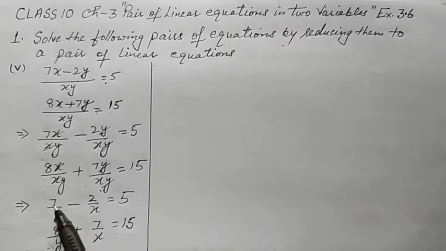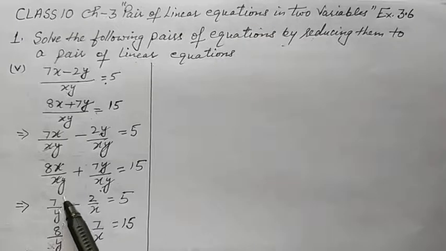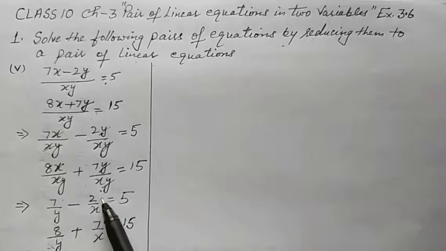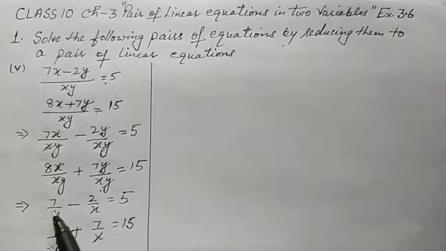Now 7 over y means 7 into 1 by y, and 2 over x means 2 into 1 by x. If I fill 1 by y as a and 1 by x as b, then 7 over y means 7 into 1 by y. So 1 by y is a, so it becomes 7a. Minus 2 over x means 2 into 1 by x. So 1 by x we will fill b, so it becomes 2b. So 7a minus 2b is equal to 5, and here 8a plus 7b is equal to 15.